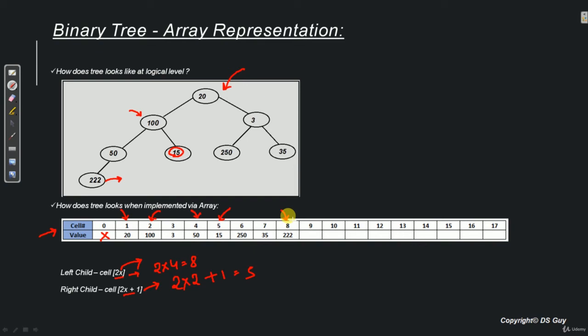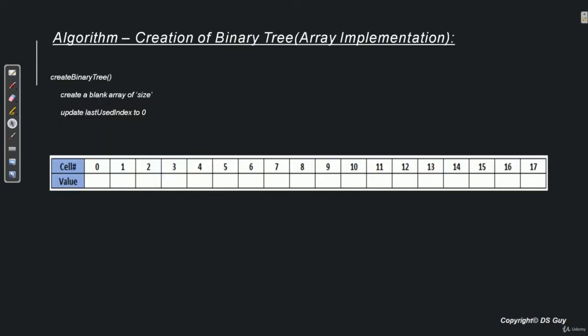Now let's see the standard operations that we can perform on a binary tree. The first operation is creation of a binary tree. Creating a binary tree in array implementation is very simple. All that we have to do is create a blank array of size. Now what is the value of size? That will be given by the user. It can be 10, 20, 50, 100 or whatever.